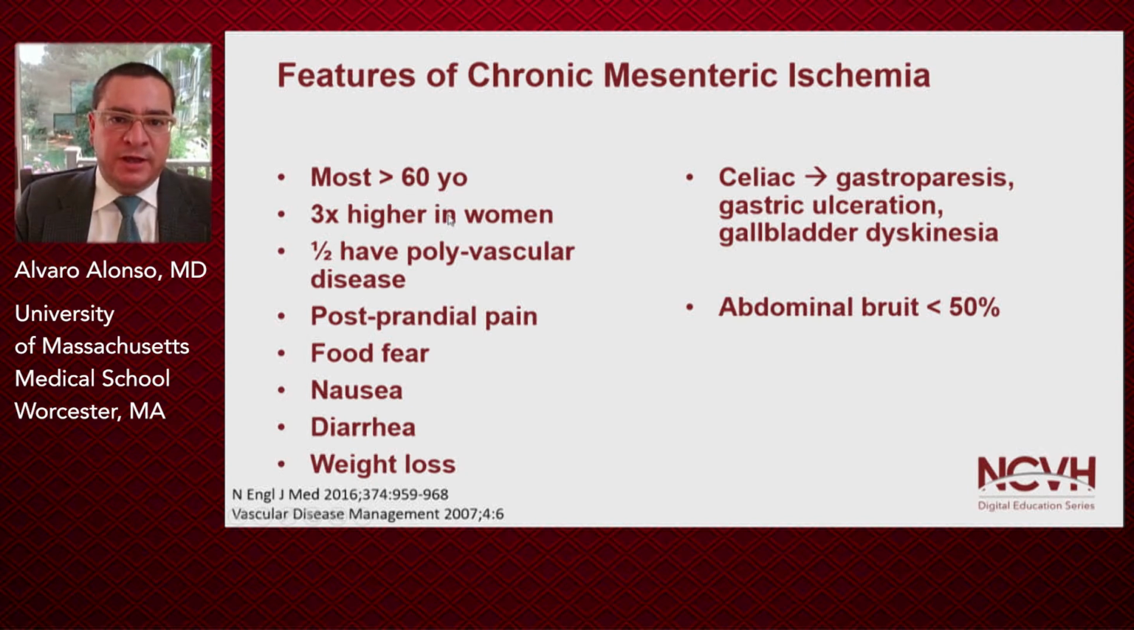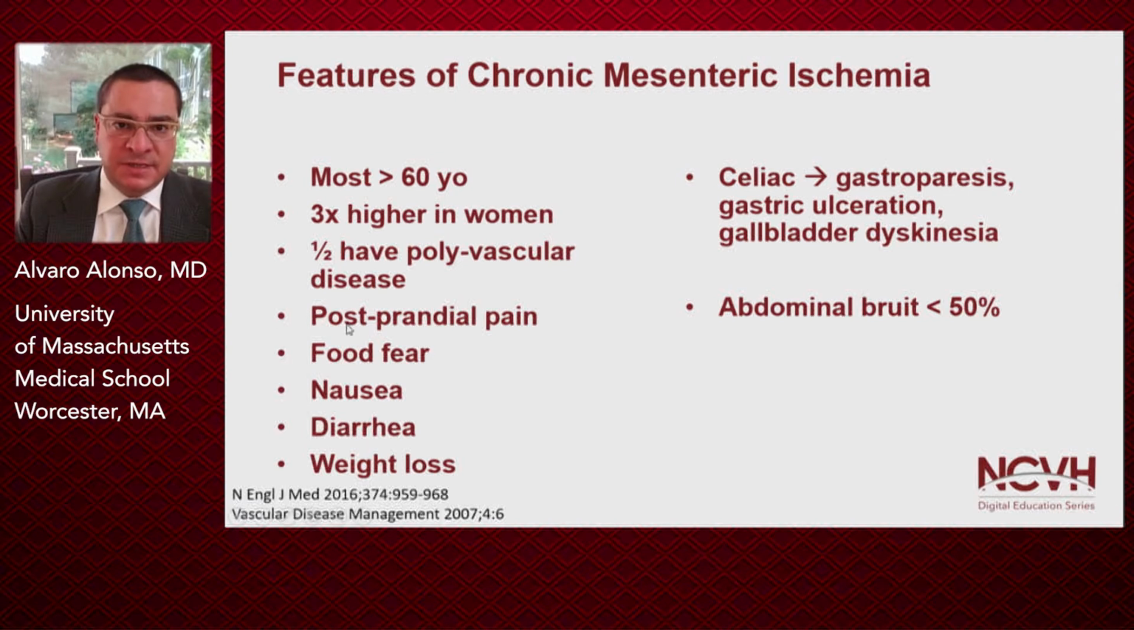Most of the patients with chronic mesenteric ischemia are over 60 years of age. Chronic mesenteric ischemia is 3 times more frequent in women, and about half the patients will have polyvascular disease. This is coronary or lower extremity or carotid artery disease.